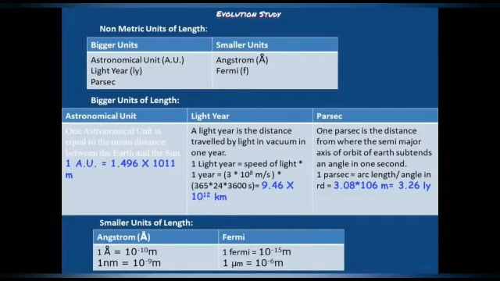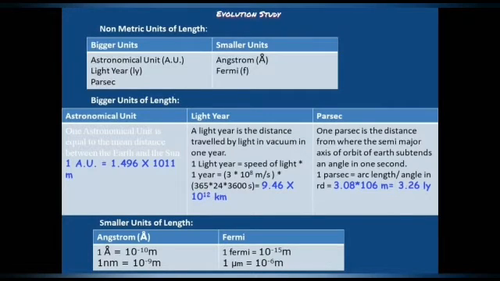Now what is parsec? 1 parsec is the distance from where the semi-major axis of the orbit of Earth subtends an angle of 1 second. So 1 parsec is equal to the arc length divided by the angle in RD, which is equal to 3.08 into 10^16 meter, which is 3.26 ly.